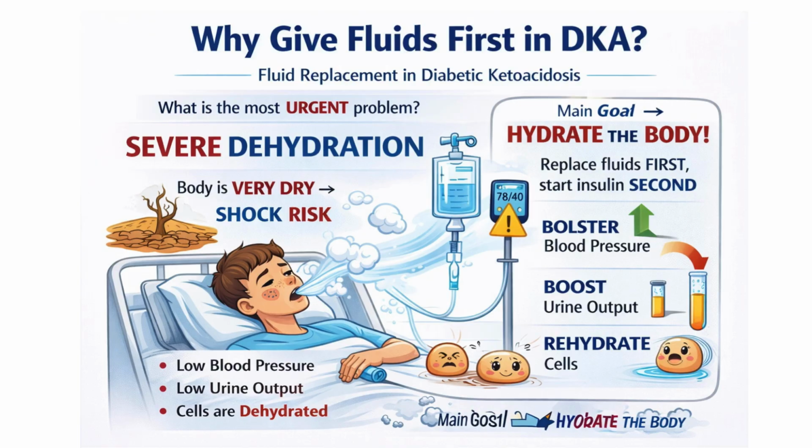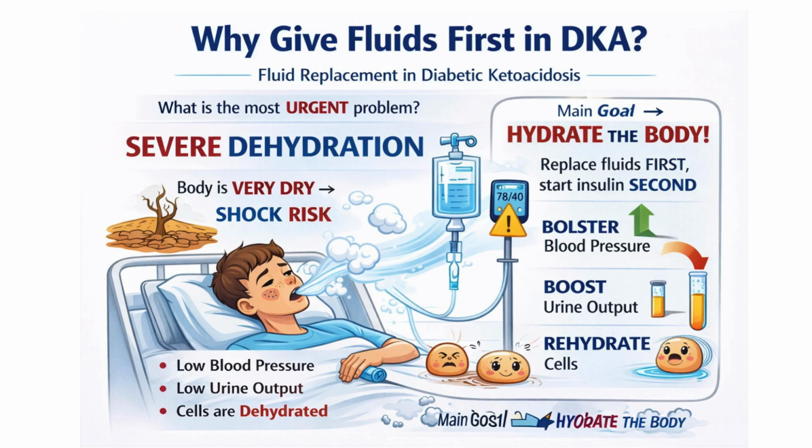They improve blood pressure and restore perfusion to critical organs. They also support kidney function, allowing the body to begin clearing excess glucose more effectively. Once circulation is stabilized, insulin can be started safely. Giving insulin before adequate fluid replacement increases the risk of dangerous blood pressure drops and electrolyte shifts.